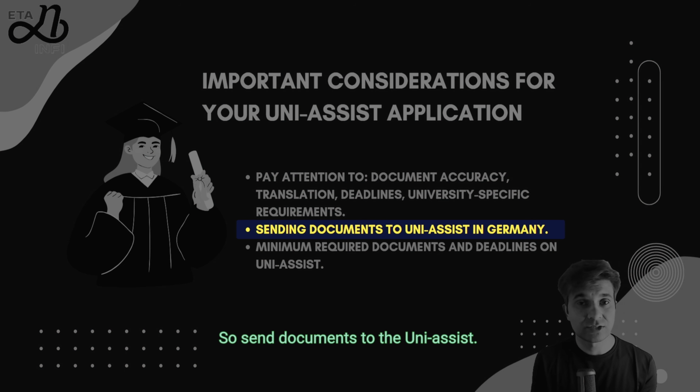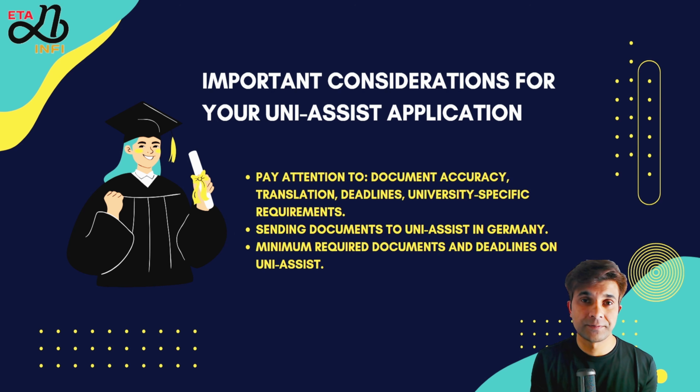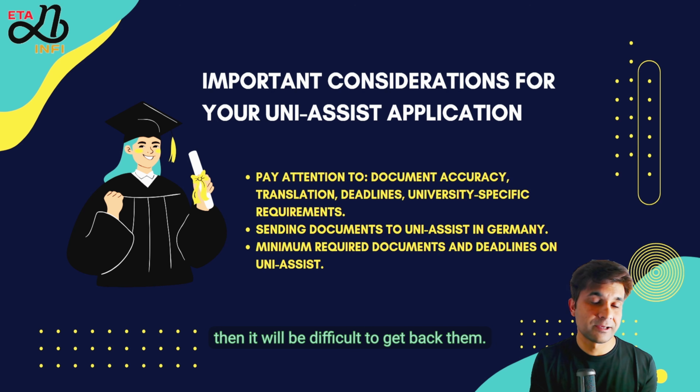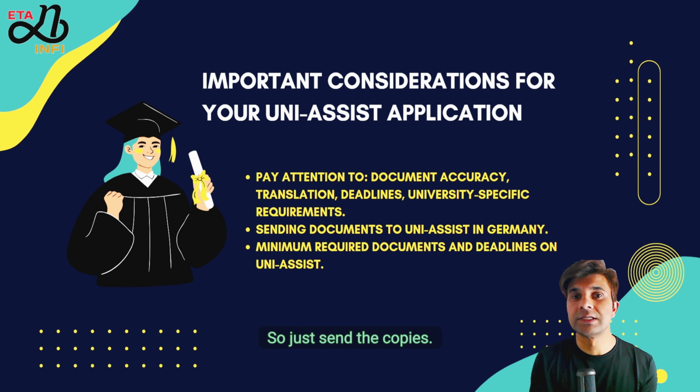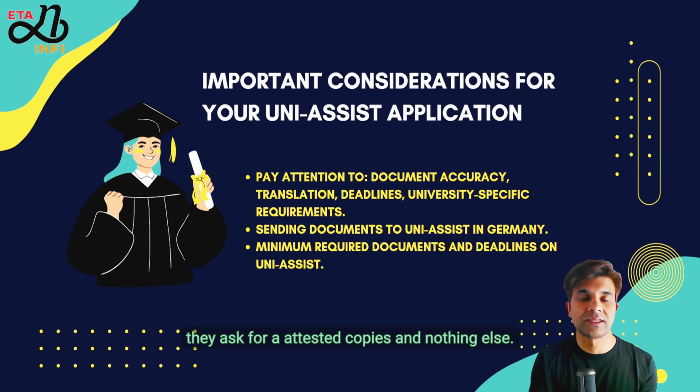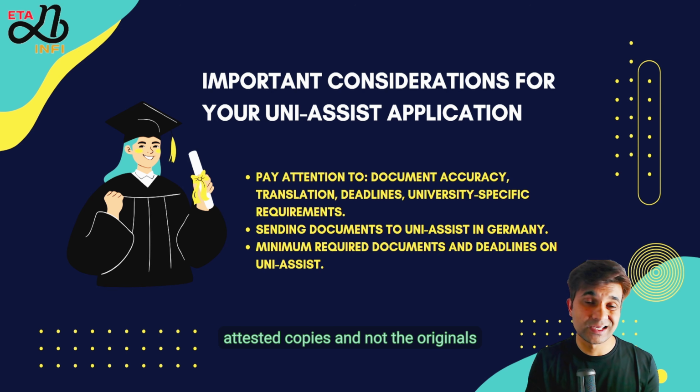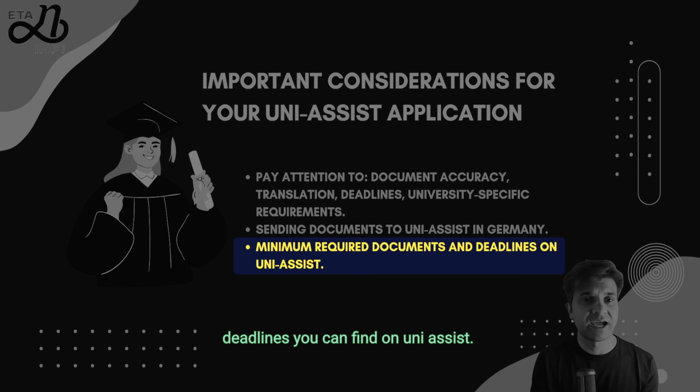So send documents to Uni-Assist. Sometimes they ask for hard copies of the documents, sometimes they don't. But make sure you don't send any original documents, because then it will be difficult to get them back. So just send the copies. Normally they ask for attested copies and nothing else. So make sure that you send them the attested copies and not the originals. Minimum required documents and the deadlines you can find on Uni-Assist.